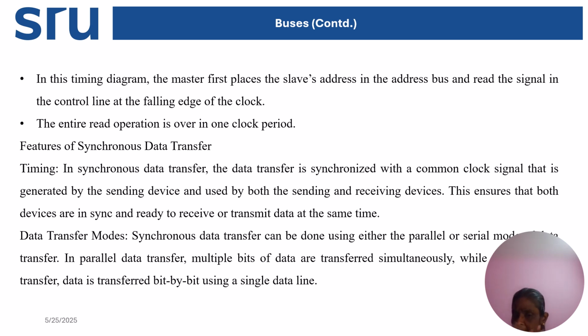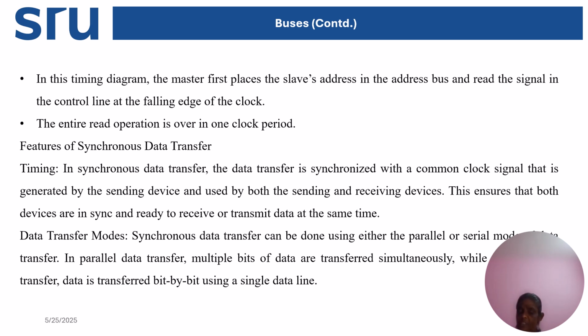So the entire three operations are completed during one clock cycle. And now the features of synchronous data transfer. So what are the features? The first one is timing. The data transfer is synchronized with the same clock. That is the first feature. The clock is generated by the sending device and used by both, because the sender is important here.